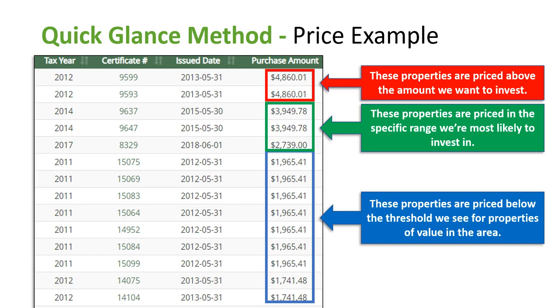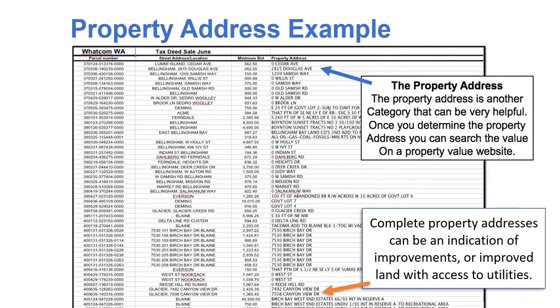So even just using a simple price bracketing system here, we're able to eliminate most everything on the list and focus on just those three tax liens in this case, because they're priced, we could say, between a range of $2,000 and $4,000. That's one example of how you might do it.